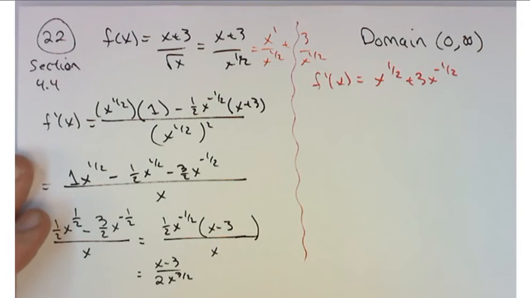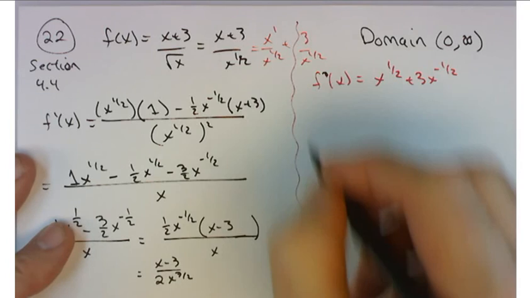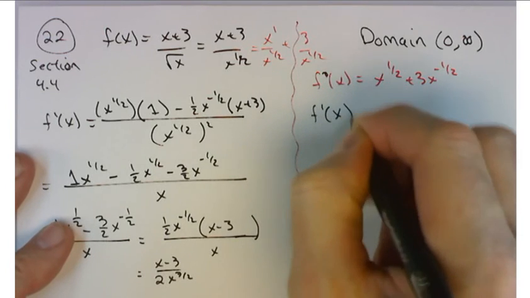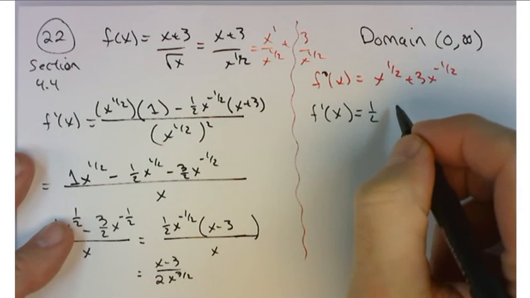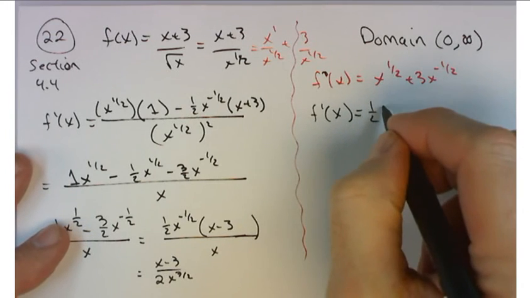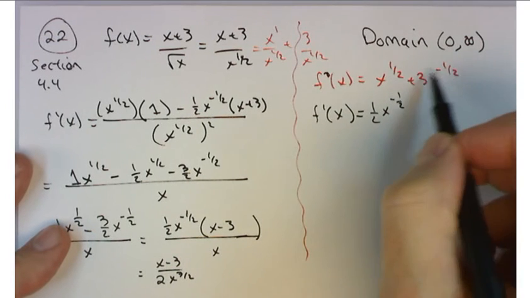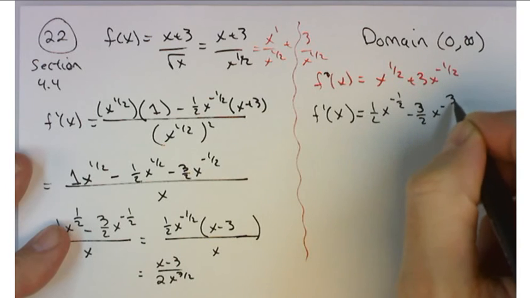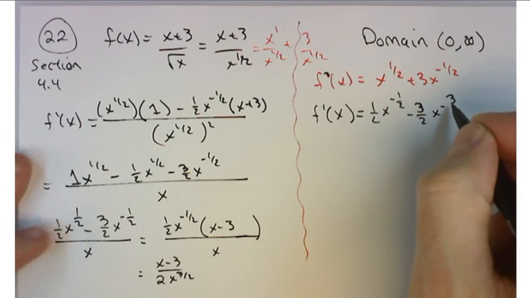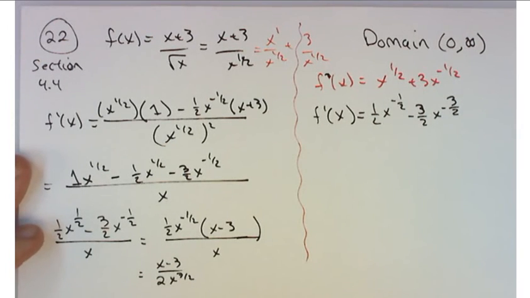And now finding the derivative, this isn't the derivative yet. Finding the derivative is going to be a lot easier. I don't have to use the quotient rule. I don't have to combine like terms. So it's going to be 1/2 x to the minus 1/2, negative 1/2 times 3, it'd be a negative 3/2 x to the minus 3/2.